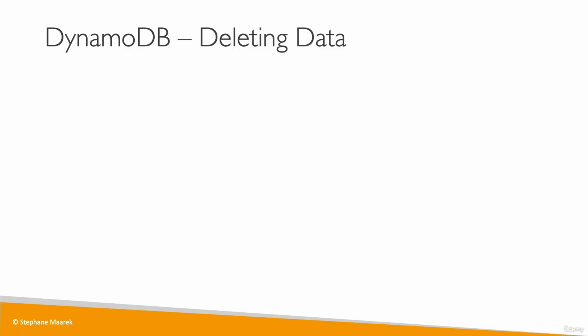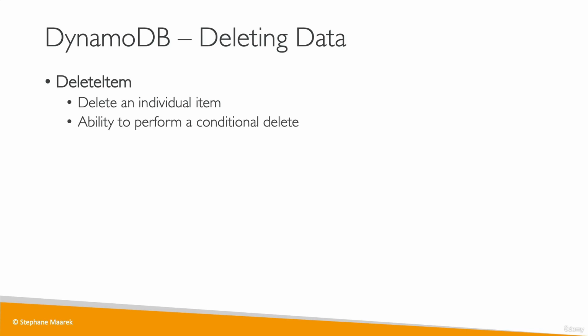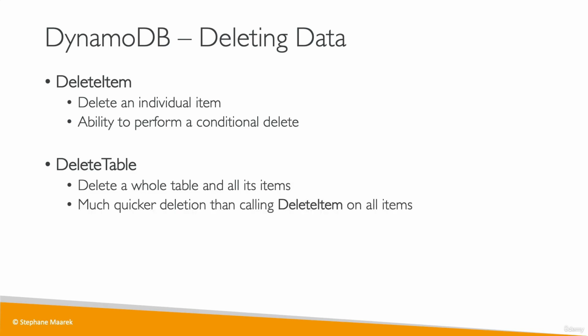Now, if you want to delete data out of DynamoDB, you have DeleteItem, which is used to delete an individual item. And then you can also do a conditional delete. So delete this item only if money equals 0. And if you want to delete everything in your table, you have DeleteTable. So this is to delete a whole table and its items. And it's much quicker than doing a scan and then deleting every single item on the table. Okay, DeleteTable will just drop everything.